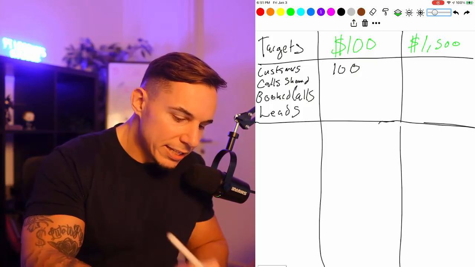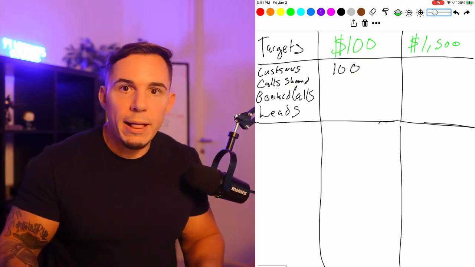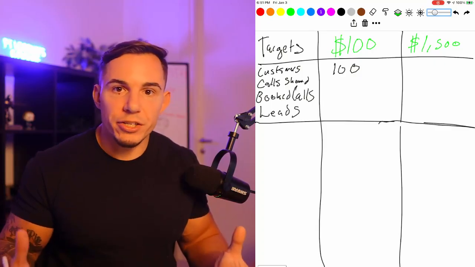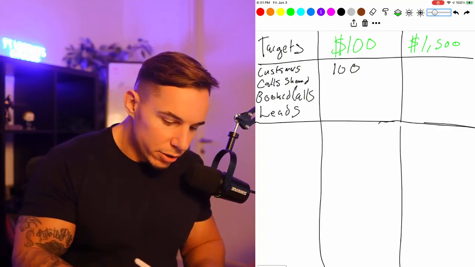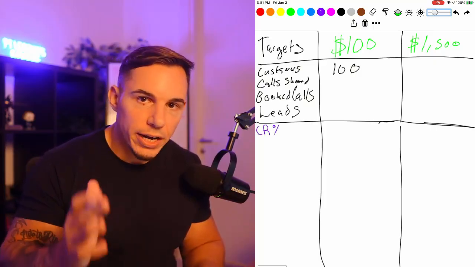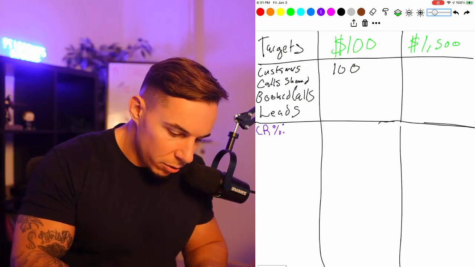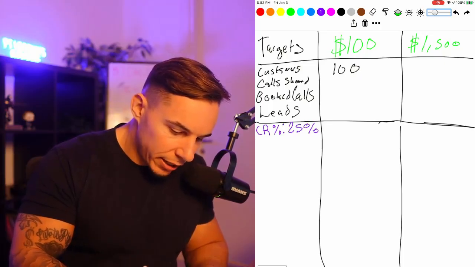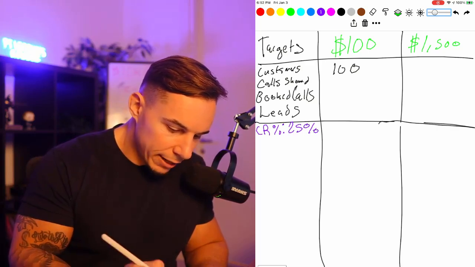Cool. So that takes me to the next percentages. What closing rate percentage do we actually need? How many people do we need to close? So on average, a target, even 25%, meaning 1 out of 4, is good enough to make money. So I'm just going to put closing rate percentage. And we're going to set a target of 25%.